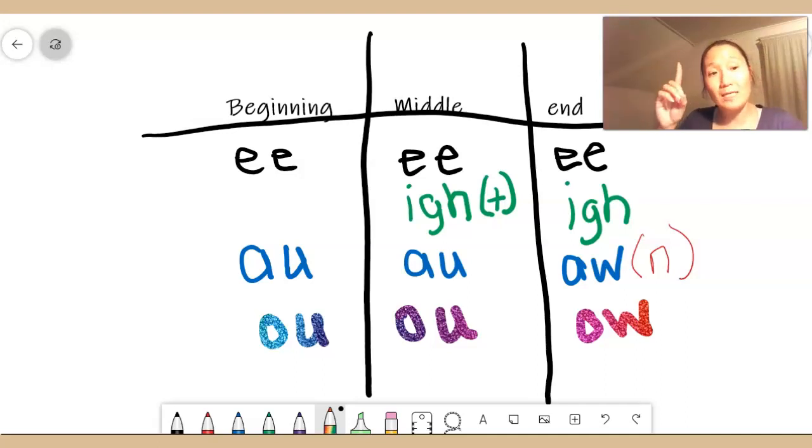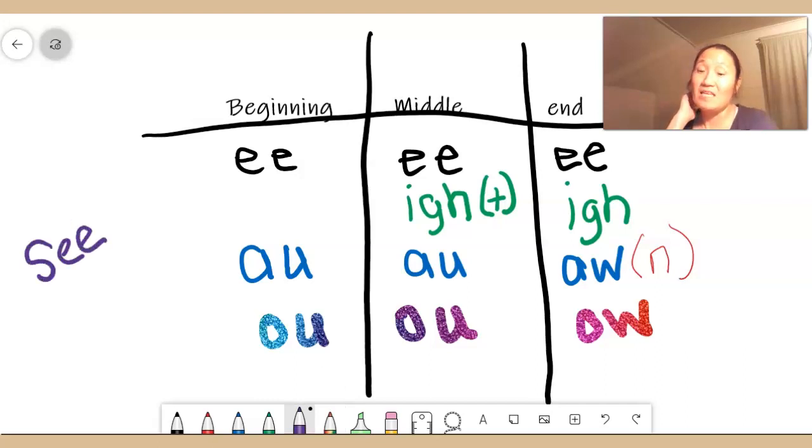Okay, so I'm going to look at E-E, I-G-H, A-U, A-W, O-U, O-W, okay? And I already have the chart here, and that chart is telling me E-E can be at any position at all. It does not matter, it'll always say E. For example, if I have C, the E, you hear it, S, E. It's in the end position. It still says E.